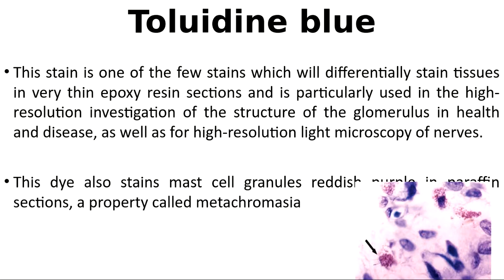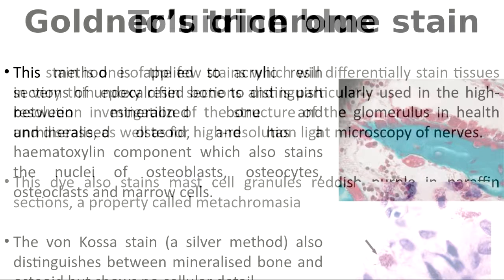Just the application, what it stains and its application. Toluidine blue means it is blue. We may ask in exam, where toluidine blue is used. It will differentially stain tissues. And if you want higher resolution, to investigate the glomerulus in health and disease, as well as higher resolution light microscopy of nerves, there we use it. The dye also stains mast cells reddish purple in paraffin section, a property called metachromasia. So you should know its use. That is more than enough for your second year.